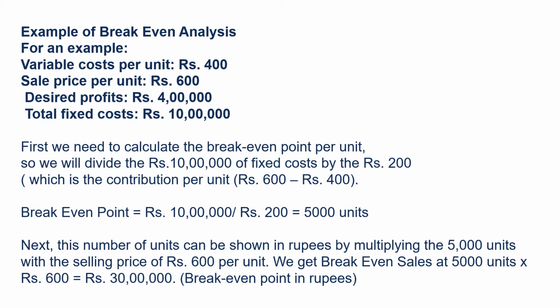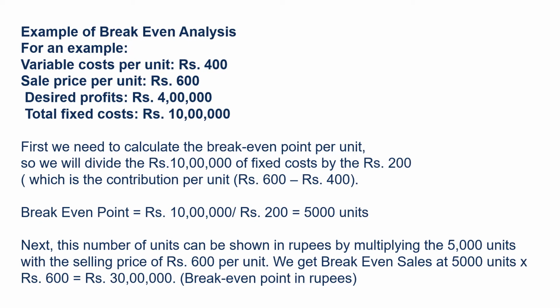To find out the break-even point per unit, first we have to decide. We have to divide rupees 10 lakhs, that is fixed cost, by rupees 200. So how will we get the 200? Yes, this is called contribution per unit. In our previous formula, we have seen that to find out the contribution per unit, we have to subtract the variable cost from the sales price per unit, that is 600 minus 400, that is 200. Now break-even point equals 10 lakhs divided by 200, that is 5000 units.